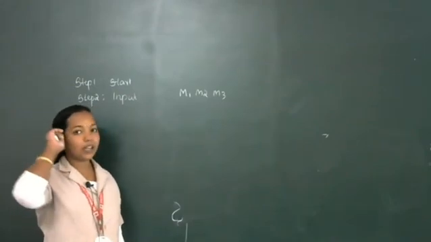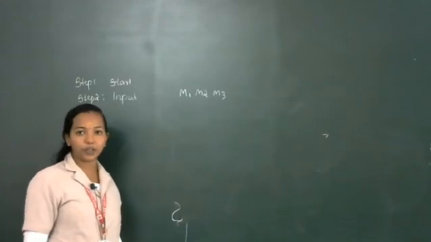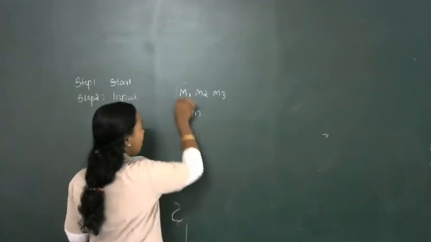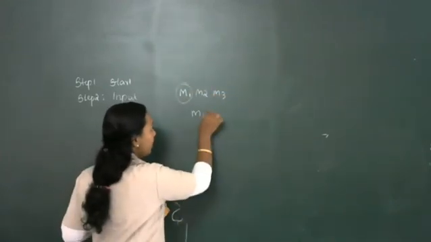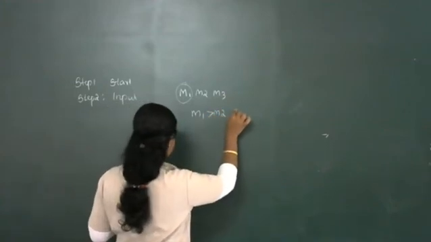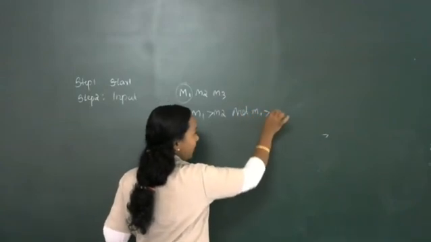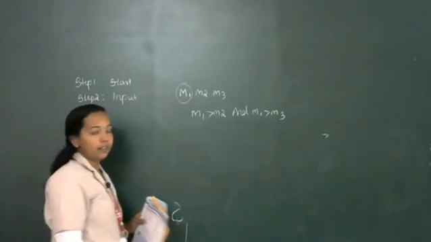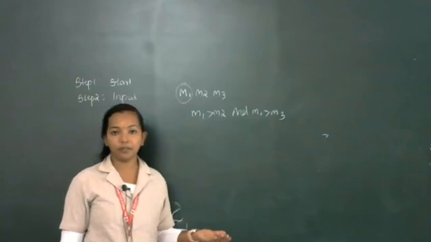Okay, so what will be the condition? Here you want to draw two decision boxes because the number of inputs is three. First, I am comparing M1 with M2 and M3: M1 greater than M2 and M1 greater than M3. Okay, I am comparing M1 is greater than M2 and M1 is greater than M3.